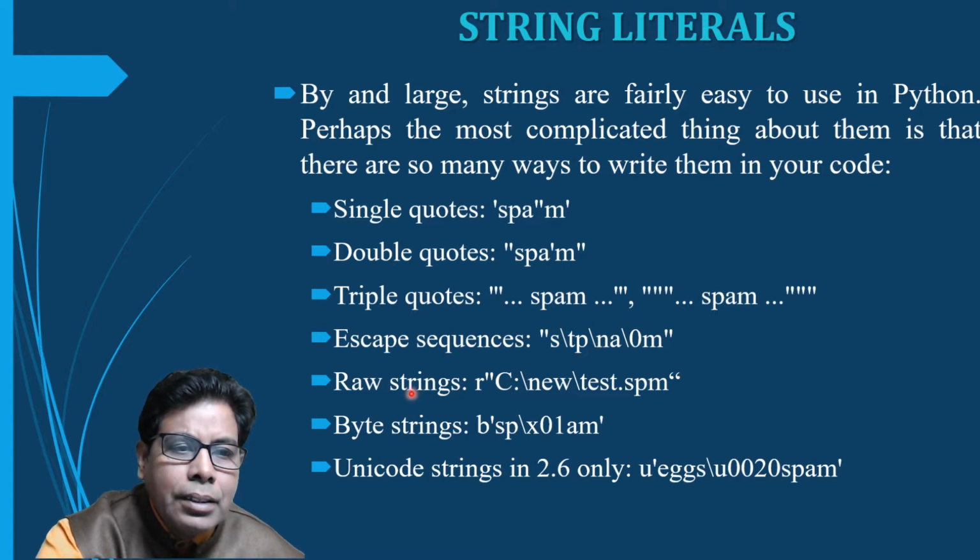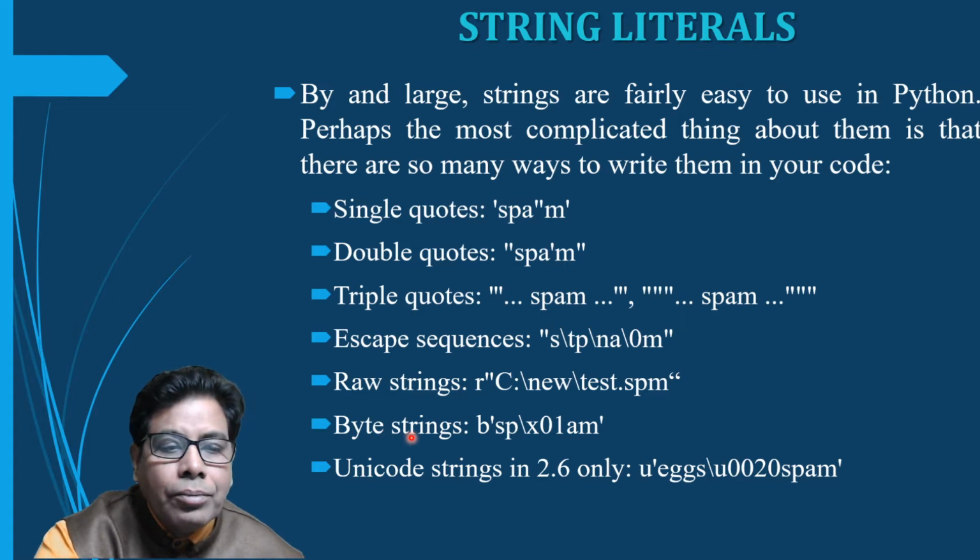Then the next is raw strings. When you are representing raw strings, we start with r, and then in the quotes, whatever we put will be considered a raw string. The escape sequence characters will not have any effect. They will be considered as plain characters only. So when you want to put a backslash in the string, you can use the raw string.